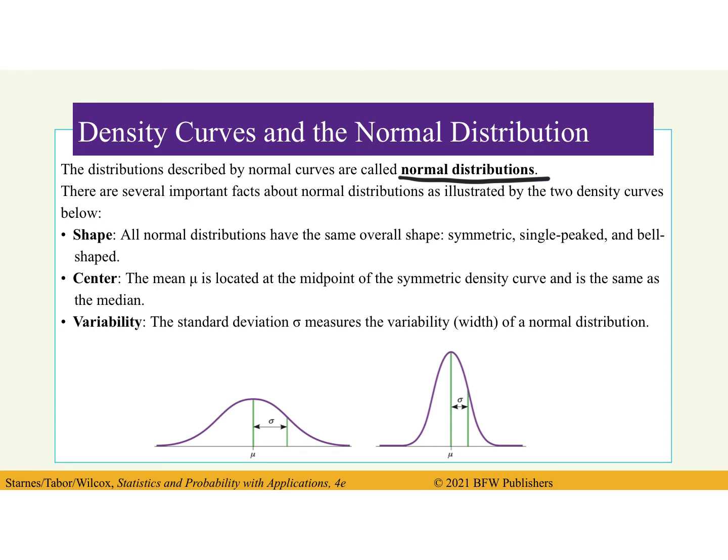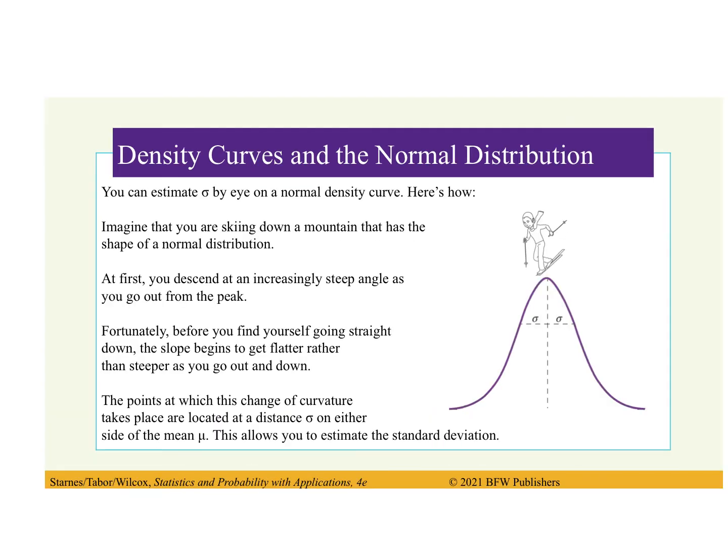The mean, mu, is located at the midpoint of the symmetric density curve and is the same as the median. And the variability, the standard deviation sigma, measures the variability of a normal distribution. You can estimate standard deviation by eye on a normal density curve.